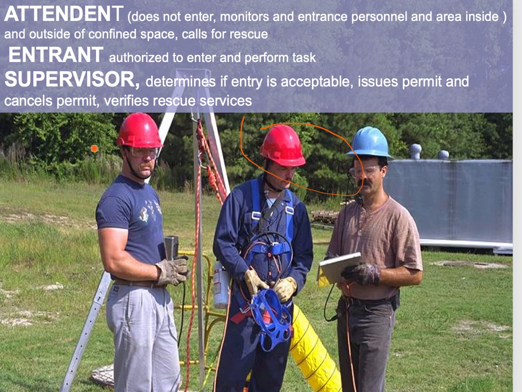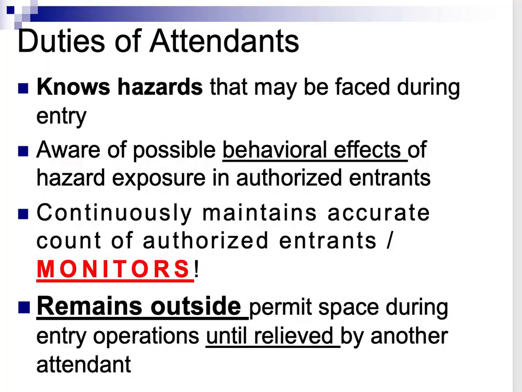You have the attendant who does not enter the confined space but monitors the confined space and calls for rescue. If you can't self-rescue, you call for rescue. And then the supervisor who signs off and deems that the confined space permit is acceptable. So there's always two people involved in a confined space entry.